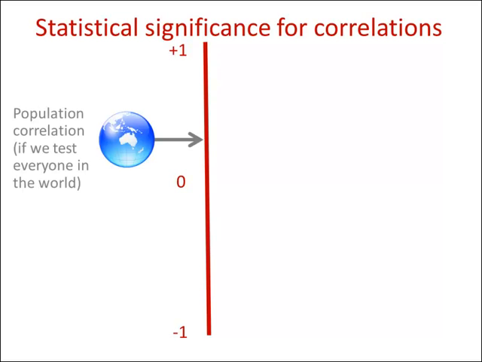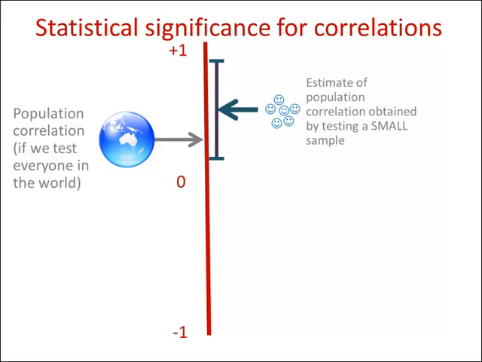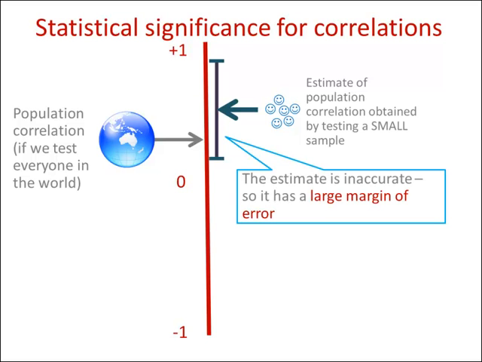So here's our population. Imagine this is a situation where that's our population correlation. It's not zero, it's, what would that be, 0.2, 0.3. We test a small number of people. It gives us an estimate which is roughly in the right ballpark for the population correlation, but not spot on. However, you can see it's got a big margin of error because we've only tested a small number of people. That margin of error does include the population correlation, but the estimate itself is fairly inaccurate.